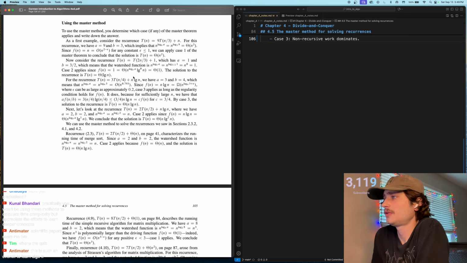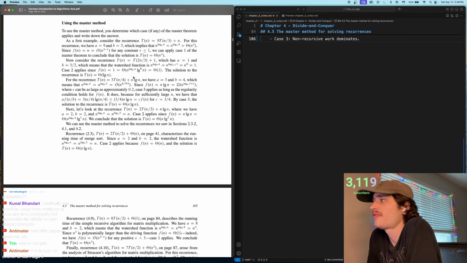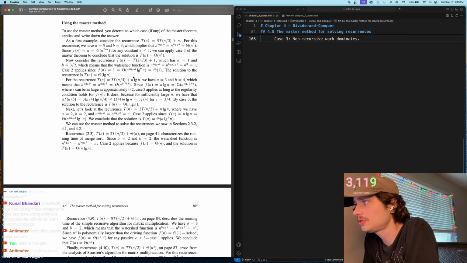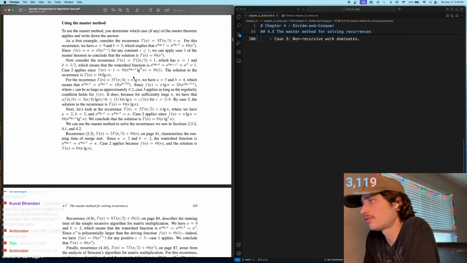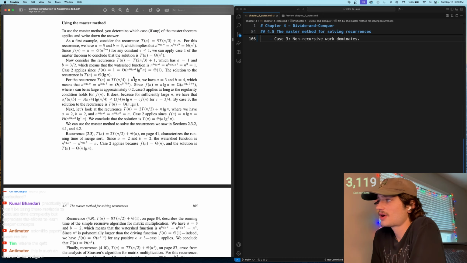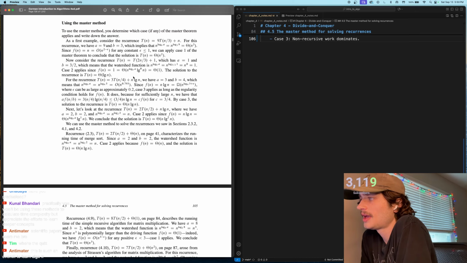For the recurrence T(n) = 3T(n/4) + n lg n, we have a = 3 and b = 4, which means that the watershed function is O(n^0.793). Since f(n) = n lg n is Ω(n^(log_4 3 + ε)), where ε can be as large as approximately 0.2, case 3 applies as long as the regularity condition holds for f(n). It does because for sufficiently large n, we have that a f(n/b) = 3(n/4) lg(n/4), which is less than (3/4) n lg n, which is equal to c f(n) for some constant c = 3/4. By case 3, the solution to the recurrence is T(n) = Θ(n lg n).